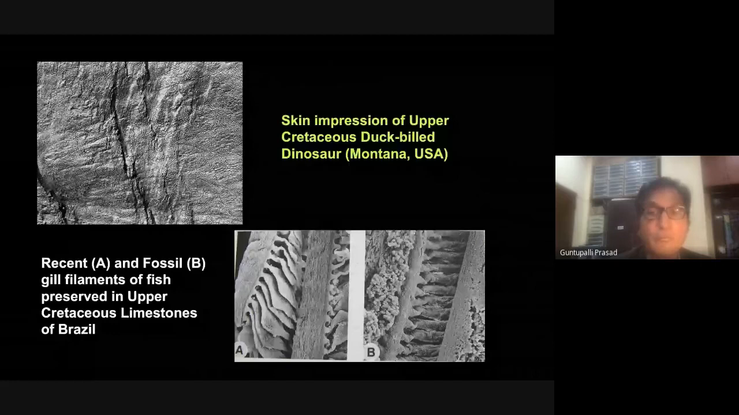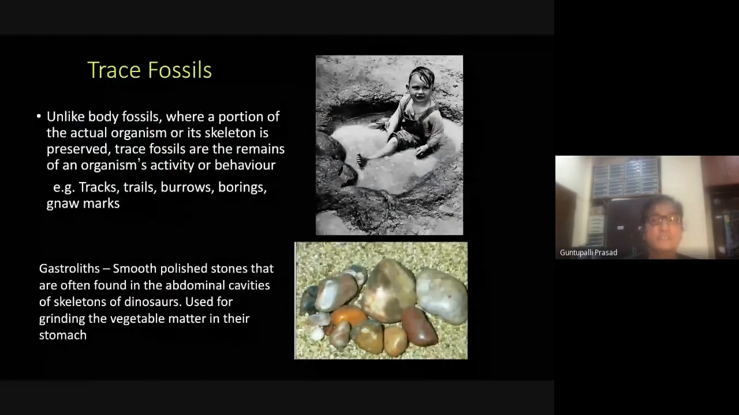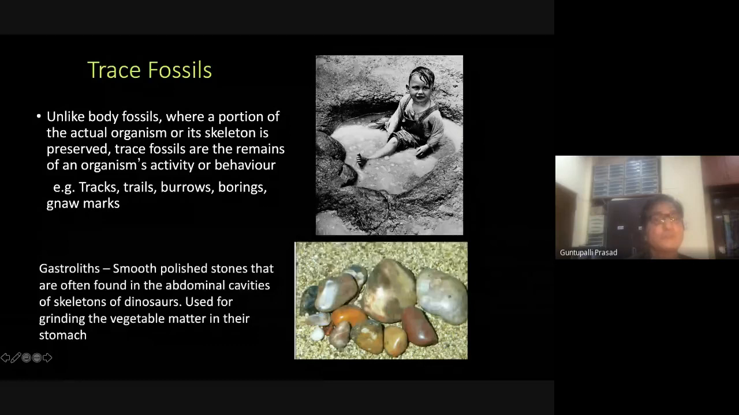Then there are a number of trace fossils like this. As you can see, I think you can imagine what it is. It is a footprint of a sauropod dinosaur where a small boy can take a bath. There are many such tracks which have been found in many parts of the world. In India, we have very few, like one in the Cretaceous rocks of Gujarat and one in Jurassic rocks of Kutch, where we found some footprints.